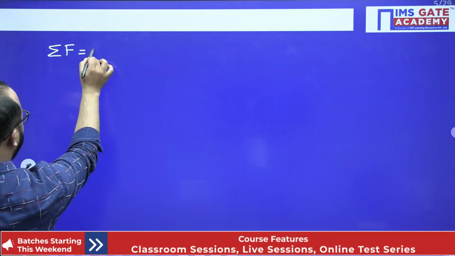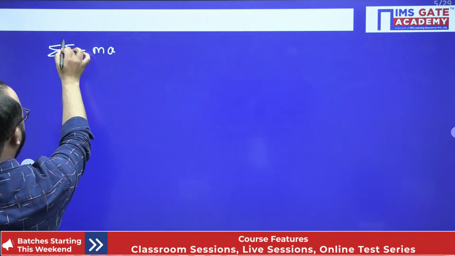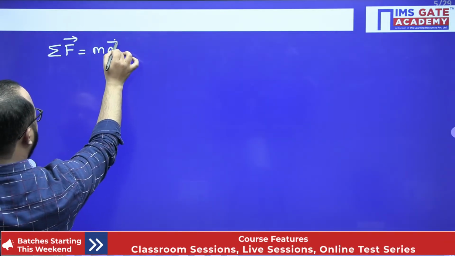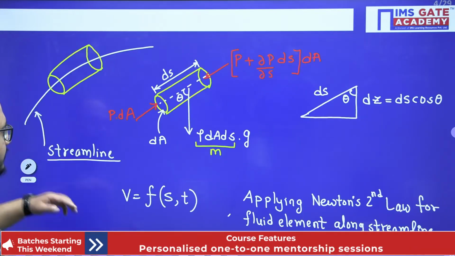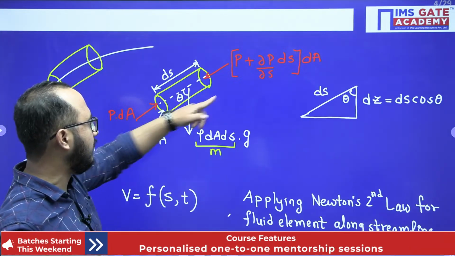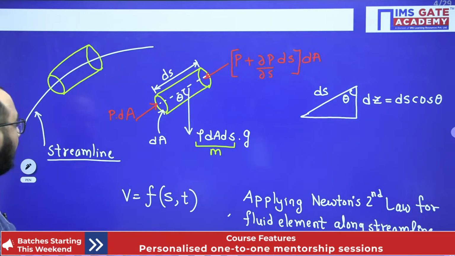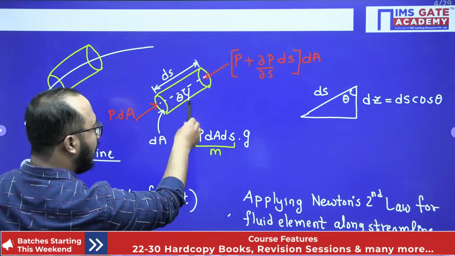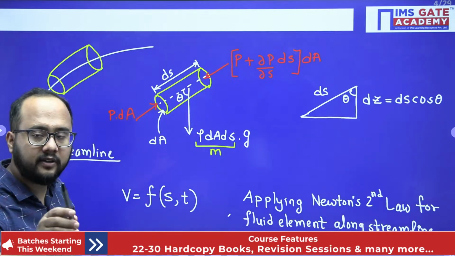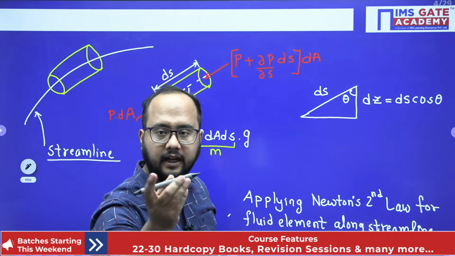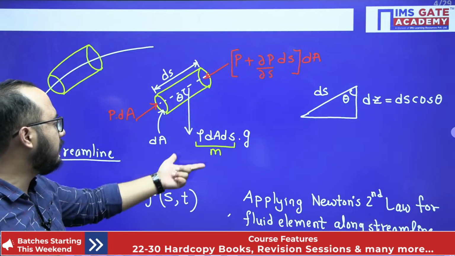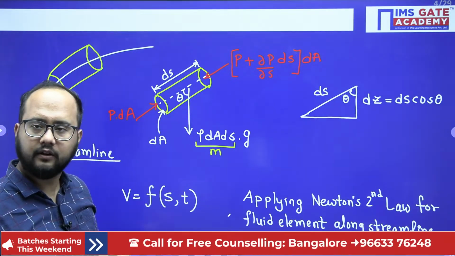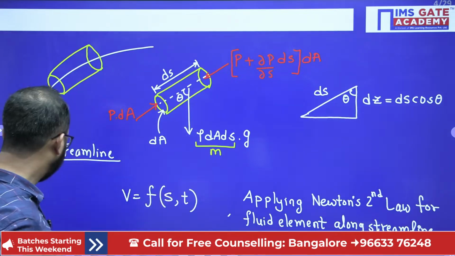Summation of forces equals mass into acceleration, and the directions of the forces will be along the acceleration. Now, what are the forces? Along the streamline, there is a pressure force, and this is also a pressure force. And we need to take the weight along the streamline because we are writing the forces along the streamline. So you have to take the component of the weight along the streamline, that will be W cos theta. Simple, mg cos theta we can say.